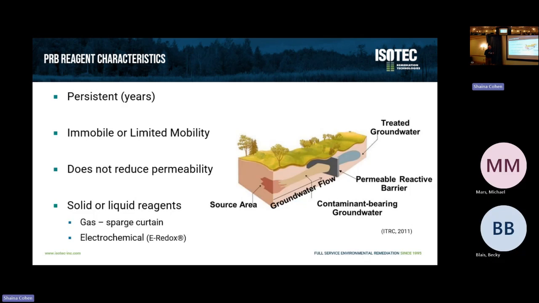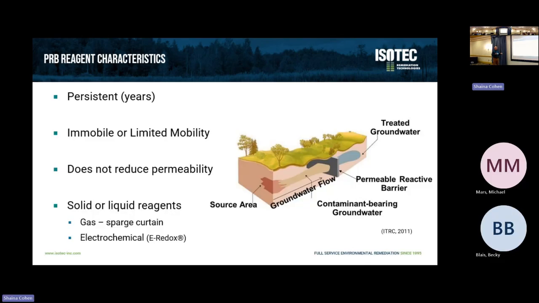As I said, permeability is really important. We don't want to be reducing the permeability. We want the permeability to be unchanged, or if not, there are ways we can make it even slightly higher. Reagents for PRBs can be solids or liquids, and we'll look at some of those. But it can also be a gas. We think about something like a storage curtain, and I'll show an example of that. That can create a permeable reactive barrier.